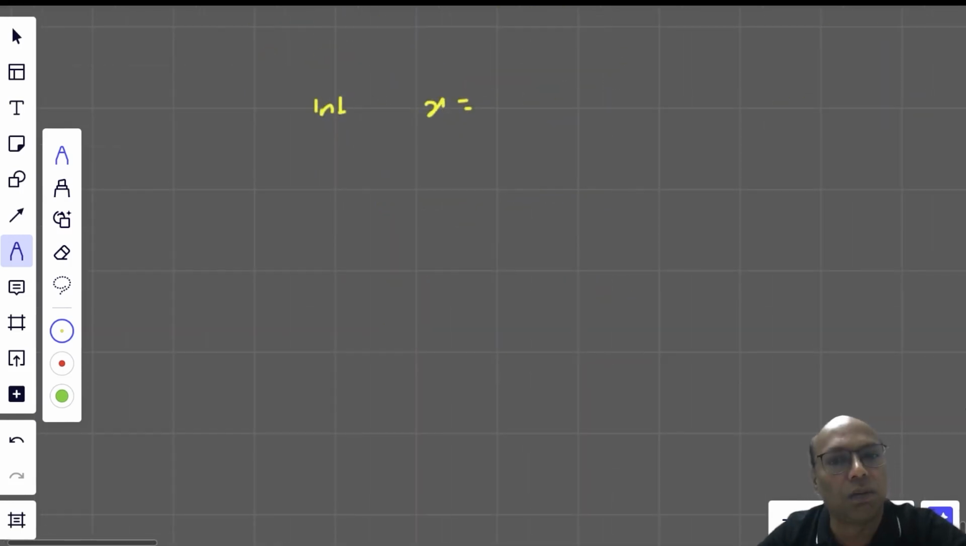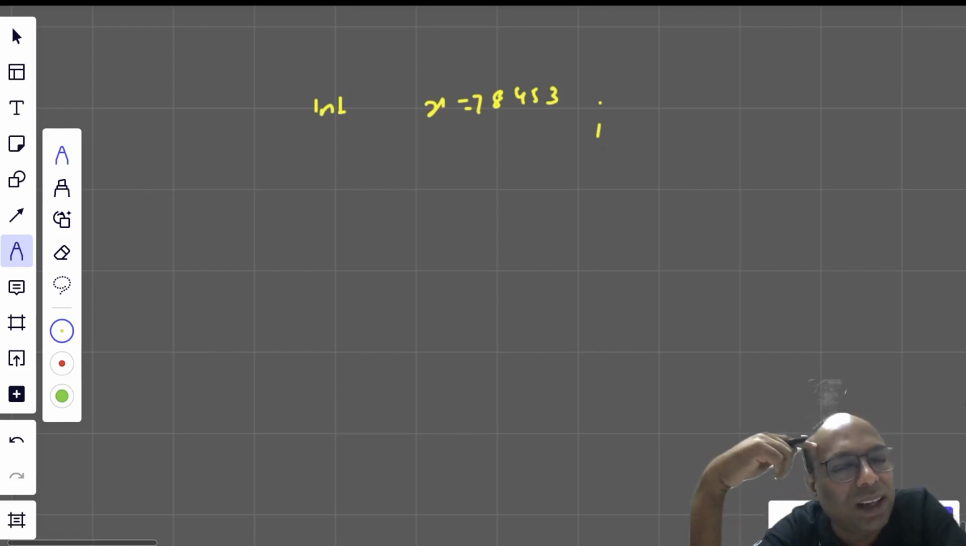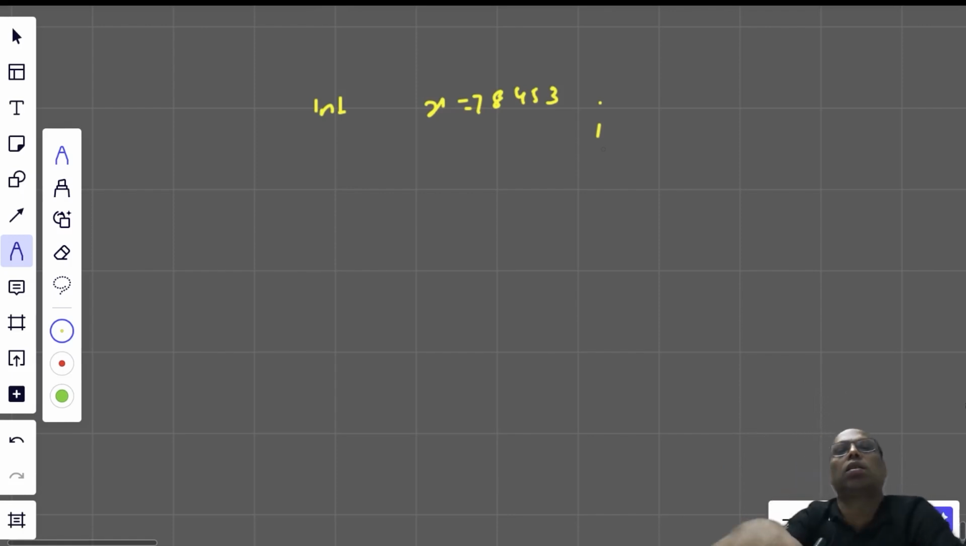I'm going to give you a number. Let's say in this case it is 78453. You need to find the largest digit in this number. If I ask you this question, how do you think to find the largest digit? You will say the largest digit is 8. How did you make that decision?